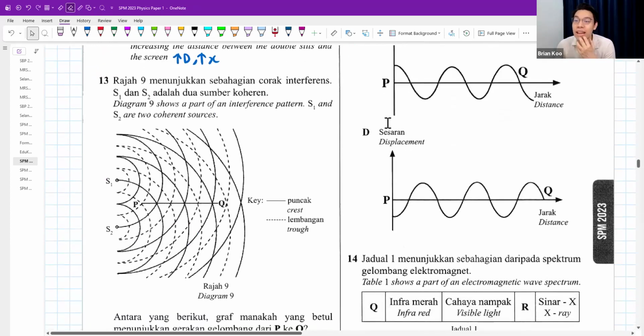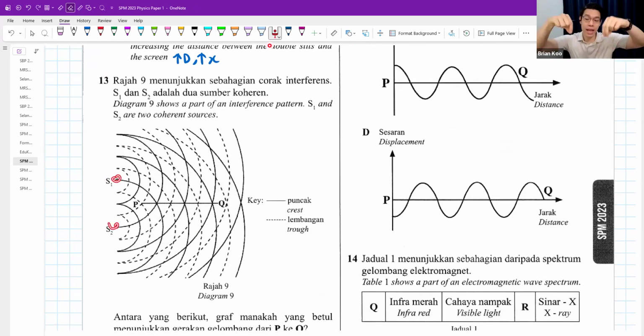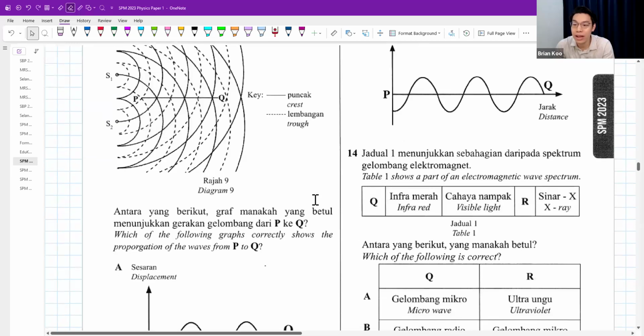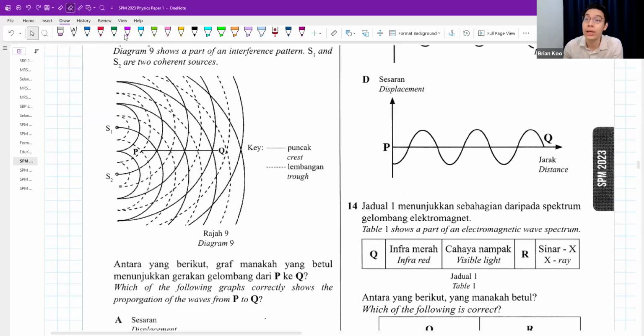Question 13. Diagram 9 shows part of an interference pattern. S1 and S2 are two coherent sources. This looks like a water interference pattern to me, where there are two dippers dipping in the water, and then they create waves. As they create waves, they will overlap. Your wave is going to have a crest and a trough, crest, trough, crest, trough. Which of the following graphs shows correctly the propagation from P to Q?